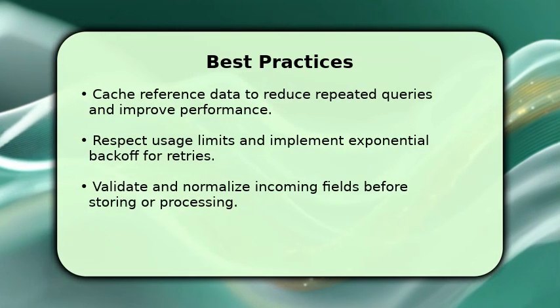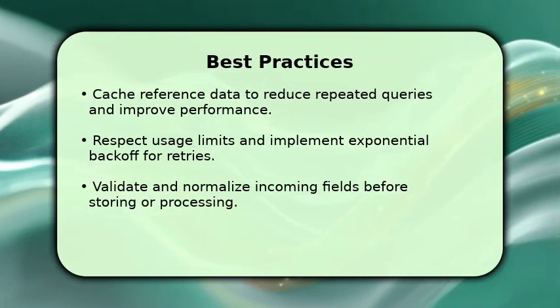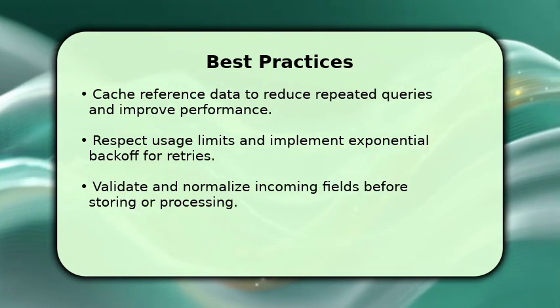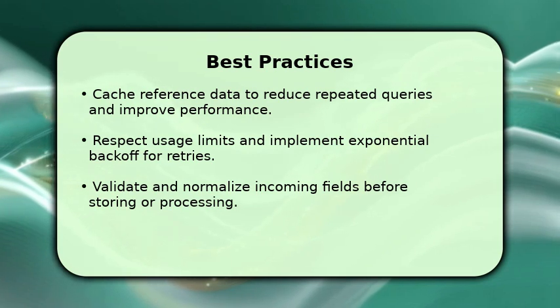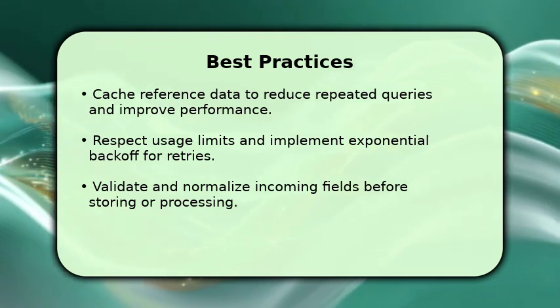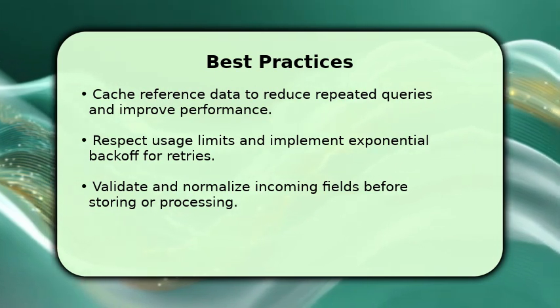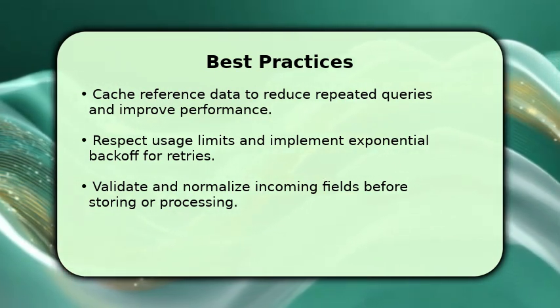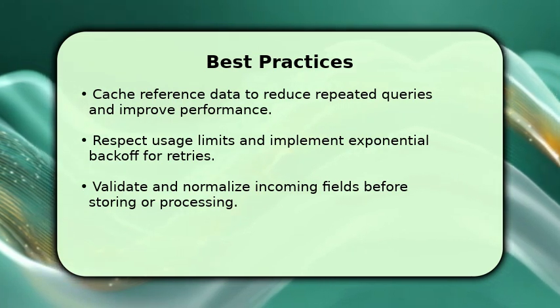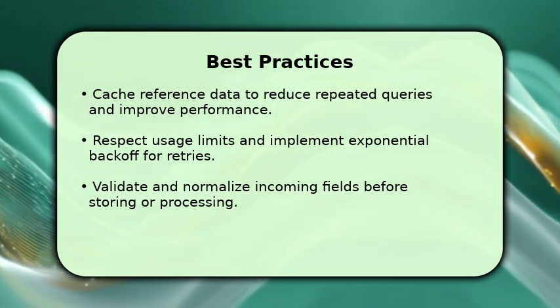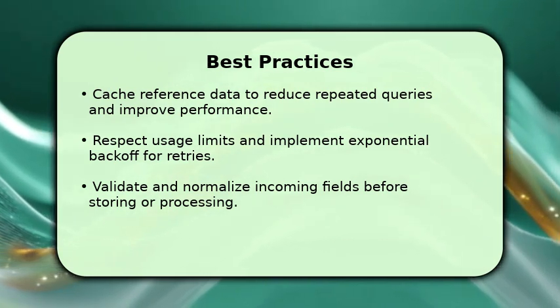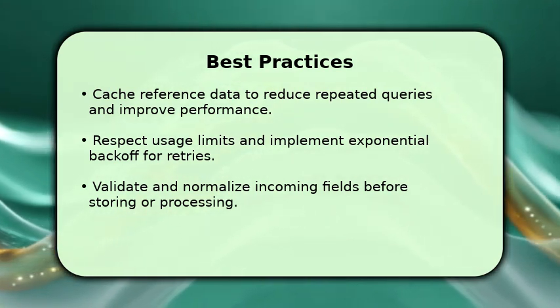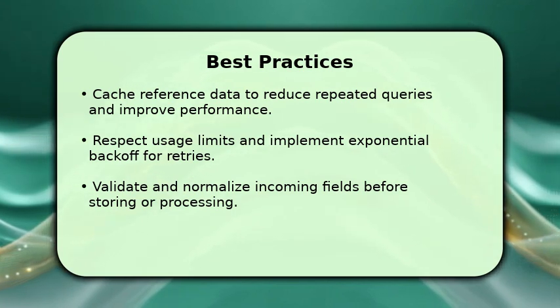Next, we explain practical best practices to make your Bloomberg integration robust and efficient. Cache reference data to minimize API calls and speed up your app, and always validate incoming fields before saving them to your database. Implement exponential backoff for retries to handle transient errors, and respect your usage limits to avoid throttling. Finally, log requests and responses with care to aid debugging while protecting sensitive information.